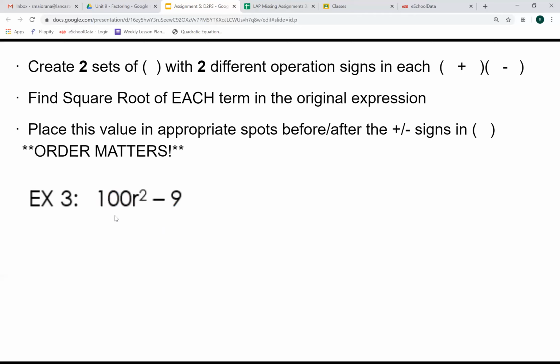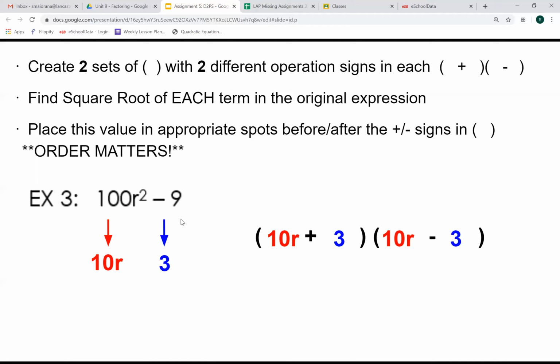Example 3. Do I have a difference of two perfect squares? I have a difference because it's subtraction. I only have two terms, and both of them are perfect squares. I can take the square root of them and get pretty numbers. So I set up my parentheses with a plus and a minus, and I take the square root of each term. The square root of 100r squared is 10r, and the square root of 9 is 3. So I just put those in my parentheses in the correct order: 10r first in each set, and 3 second in each set. So 10r plus 3, 10r minus 3 is my factored form.